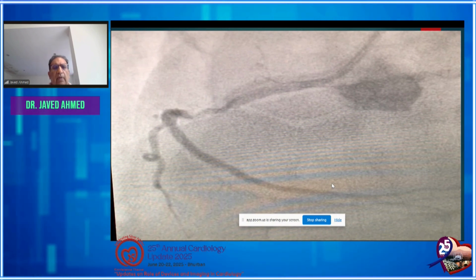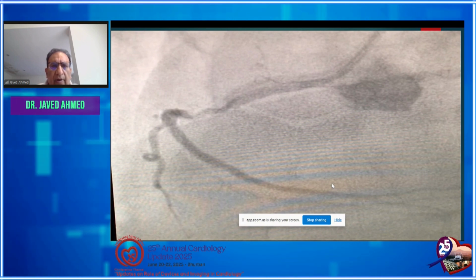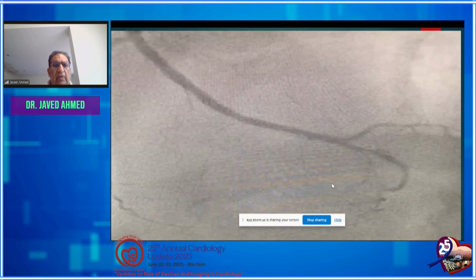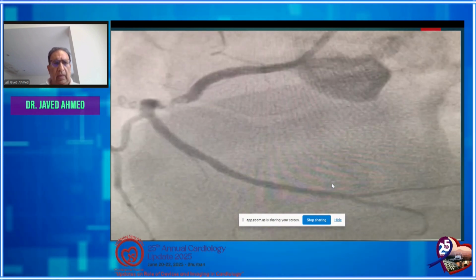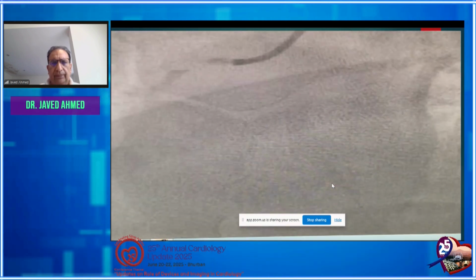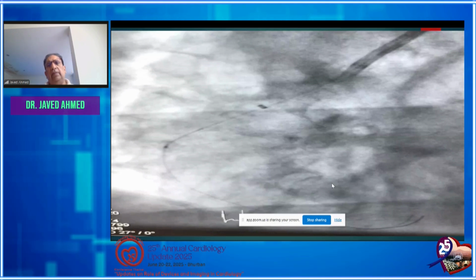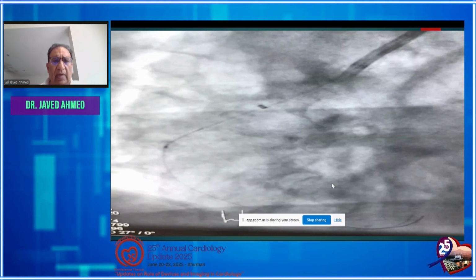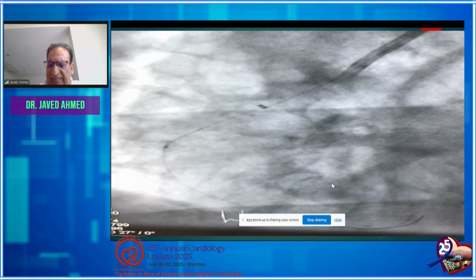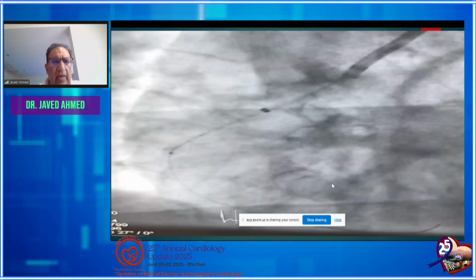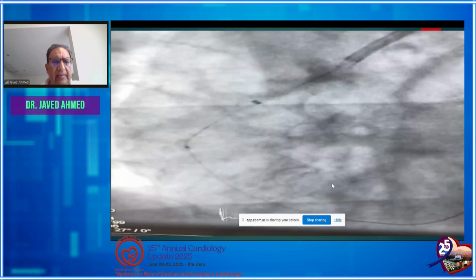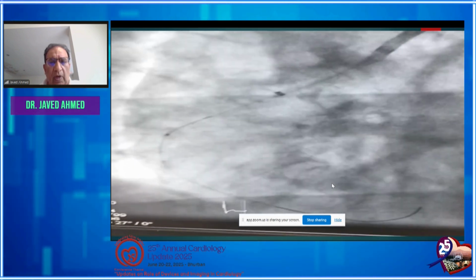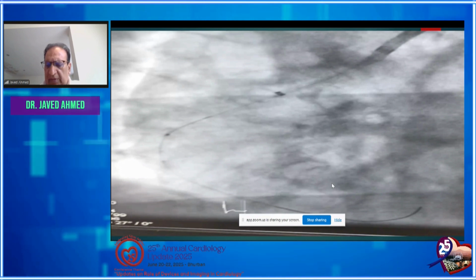And this is another case which was a balloon uncrossable and severely calcified right coronary artery lesion, and where you could see that it is quite tortuous. And this patient was treated with a guide catheter extension along with laser. And you could see the laser catheter is almost across the lesion. There was no other modality which could have crossed this lesion.